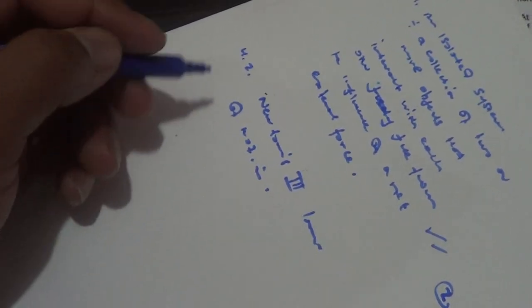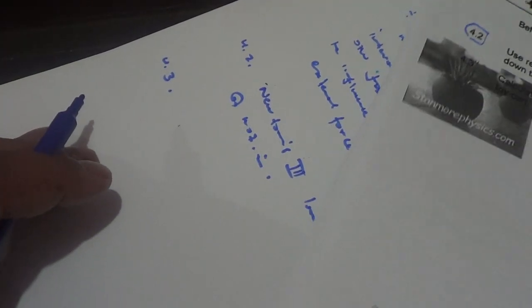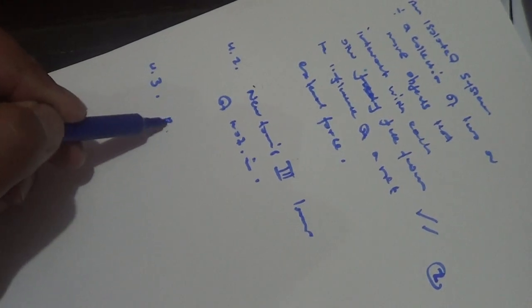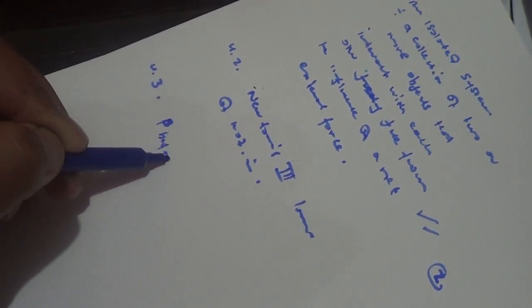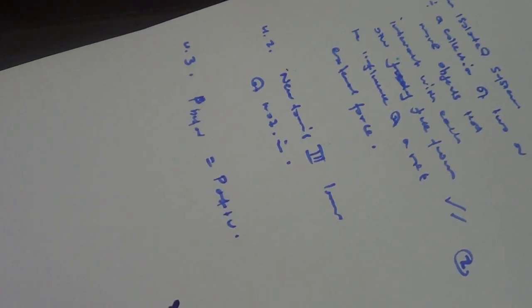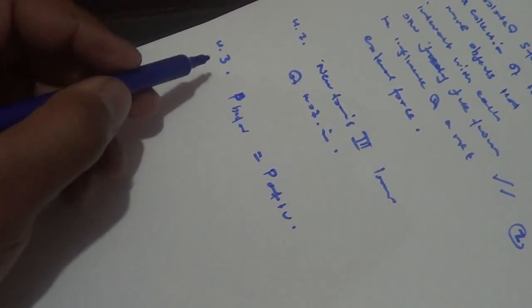I don't want to say too many words now. For 4.3, let's just leave it at that for now. All right, so here we're going to say P before equals P after, because this is a momentum collision. So what does this imply?